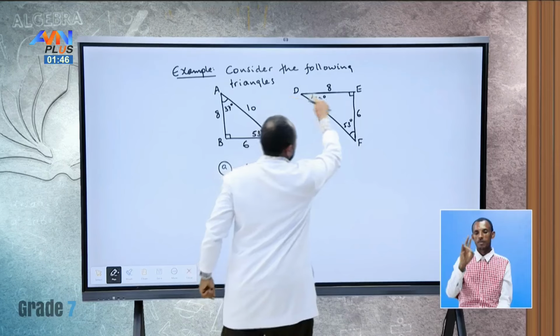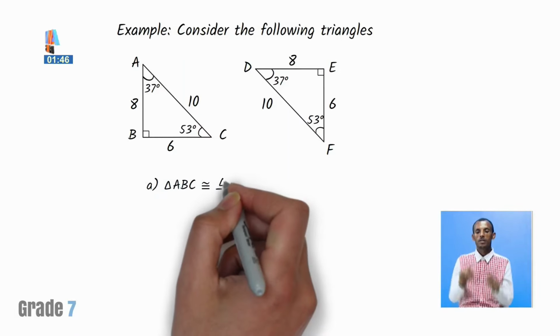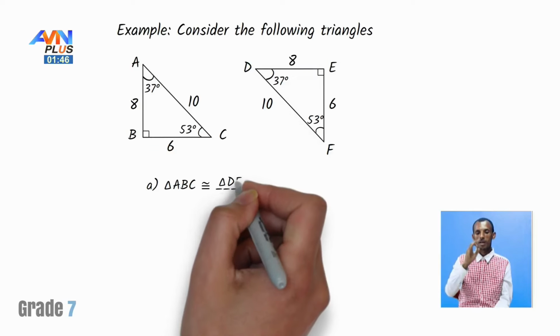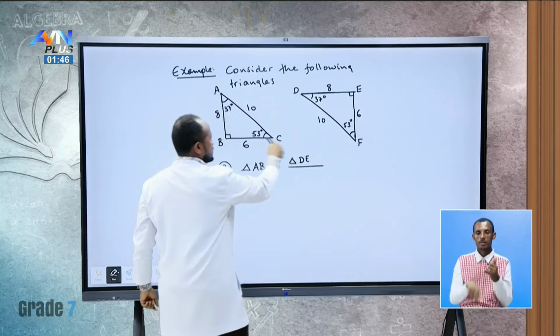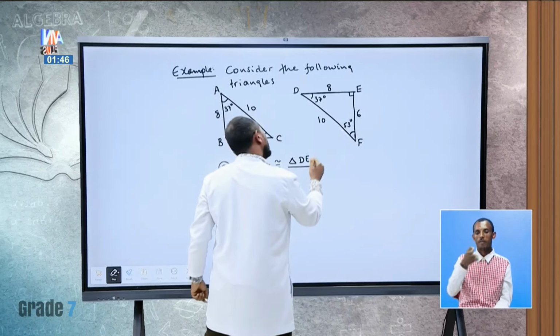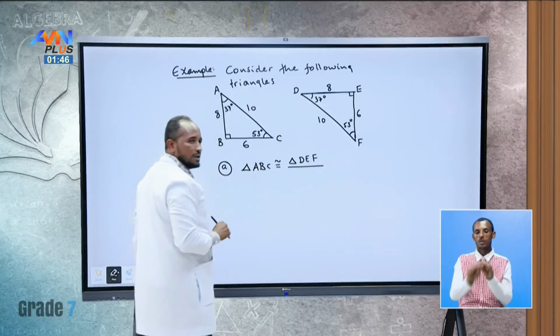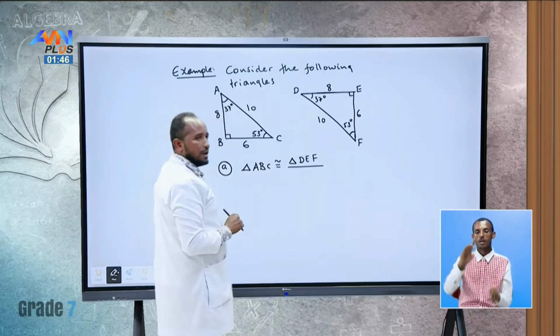So it fits on DE. So triangle ABC is congruent to triangle DE. The next one, C, is 53 degrees. F is 53, they are the same. So triangle ABC is congruent to triangle DEF.